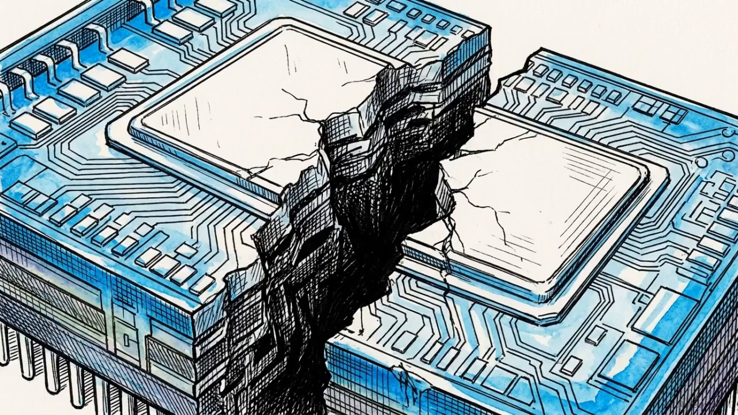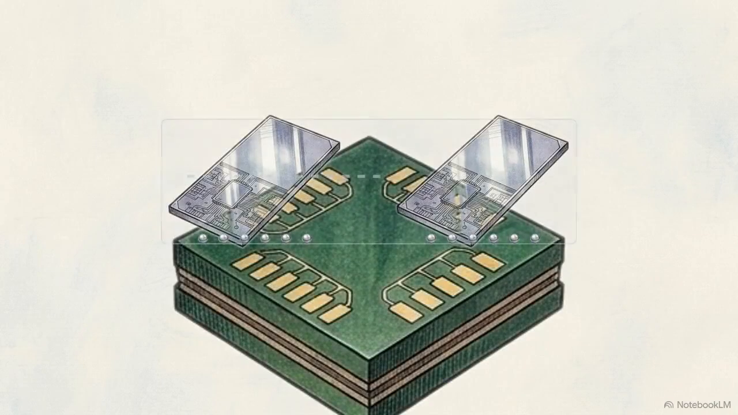But dividing a processor introduces a severe engineering consequence. Signals that once traveled across highly efficient microscopic on-die metal layers must now exit the silicon and cross the package substrate to reach the next chiplet.